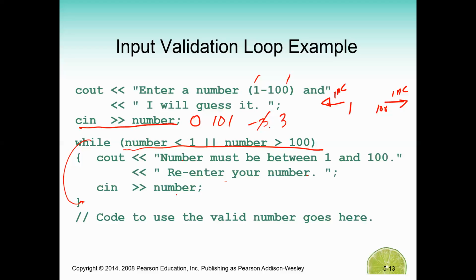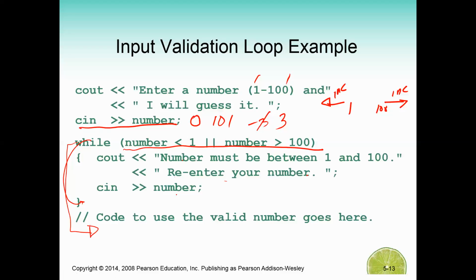We go back in and we ask, is the number less than a 1? No. Is the number greater than 100? No. So now this is false. What happens? We break the loop and we go to the next line, whatever that is.